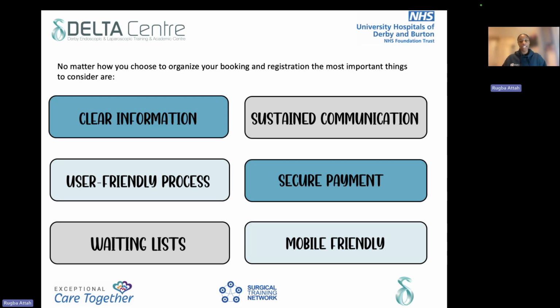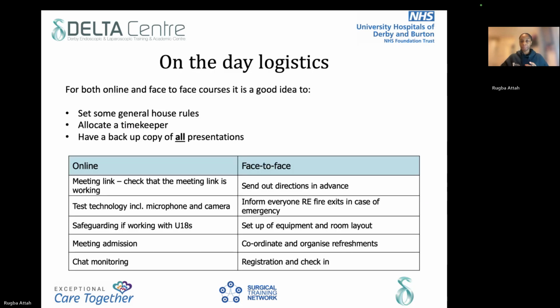Waiting list: if there are any dropouts, allowing people to be notified that a space has become available so that they can be booked on. Sustaining communication: once participants have been booked onto the course, keeping up communication with them, sending out emails, and encouraging them to follow your social media accounts. And then also secure payment if you are running a paid course, as I've already mentioned.